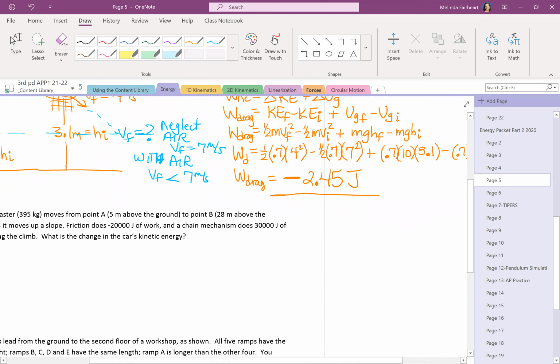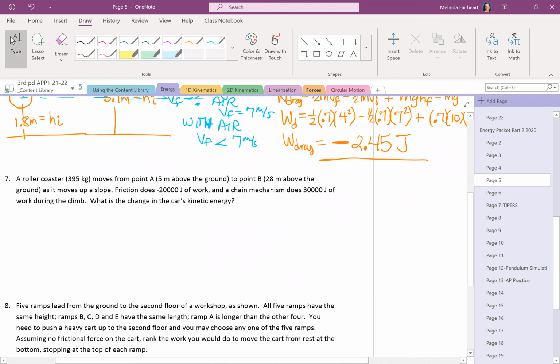Then we're going to revisit a problem we've already done. We already did this roller coaster problem as a net work equals change in kinetic. We're now going to do it from a non-conservative point of view. So it's going to get the same answer, boring in that regard, but we're going to use that third version that we just did of non-conservative work equals change in mechanical. So we got a roller coaster, 395 kilograms. It moves from point A, which is 5 meters above the ground.